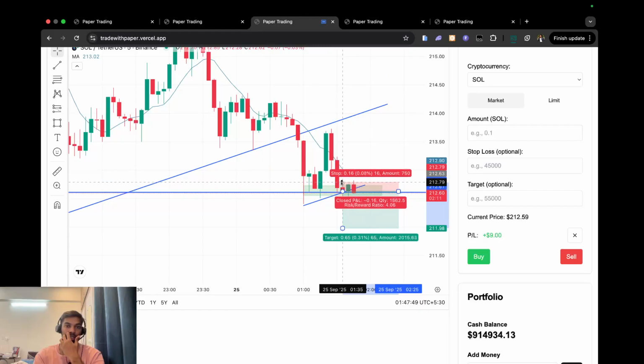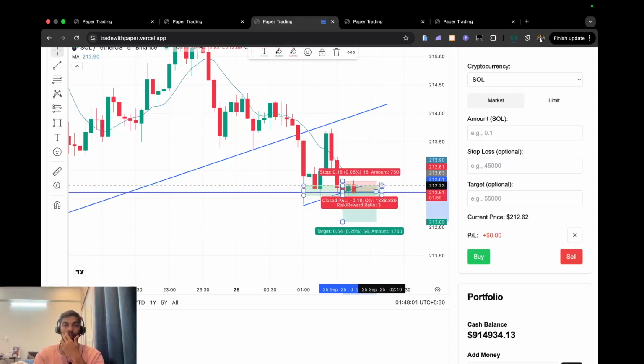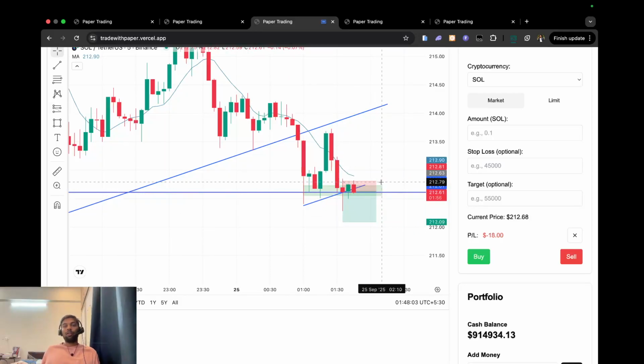and my stop loss is at this point. Small stop loss, and I will try to capture at least 1:3. Then I will increase the target later on. But at least I want this point, at least right now.